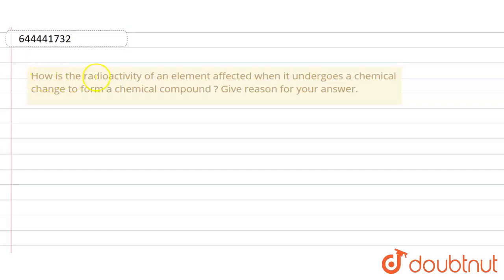Hello everyone. In this question, how is the radioactivity of an element affected when it undergoes a chemical change to form a chemical compound? Give reason for your answer.